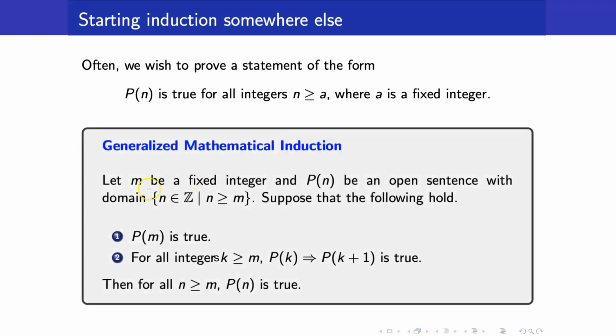We have a fixed integer m and we have an open sentence with domain equal to the set of all integers greater than or equal to this fixed integer. Suppose that these two conditions are true: P of m is true, and for all integers k greater than or equal to m, if P of k is true, then P of k plus 1 is also true. If these two are true, then for all n greater than or equal to m, P of n is true.